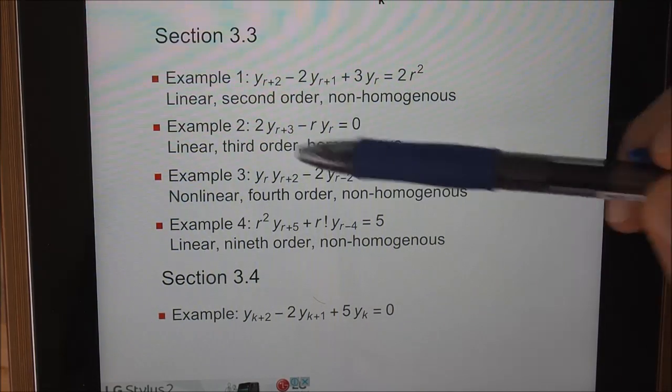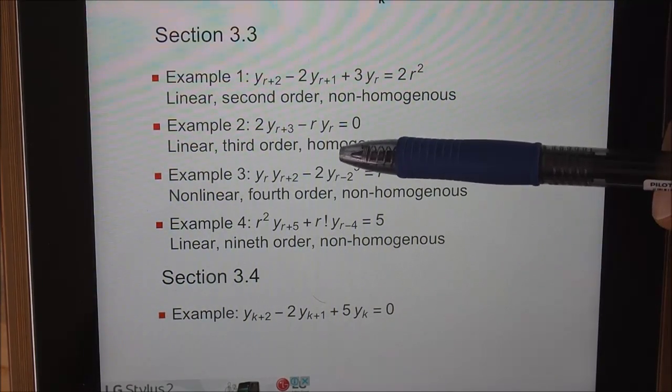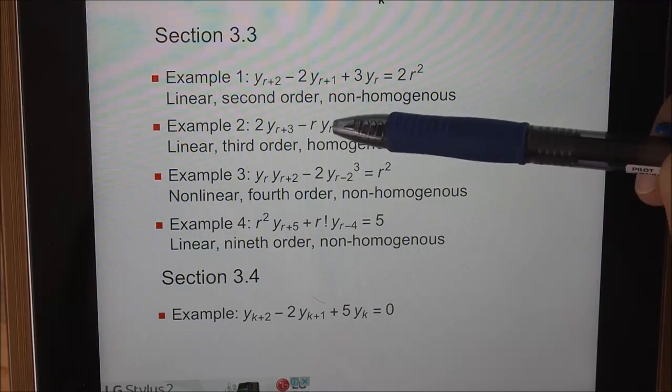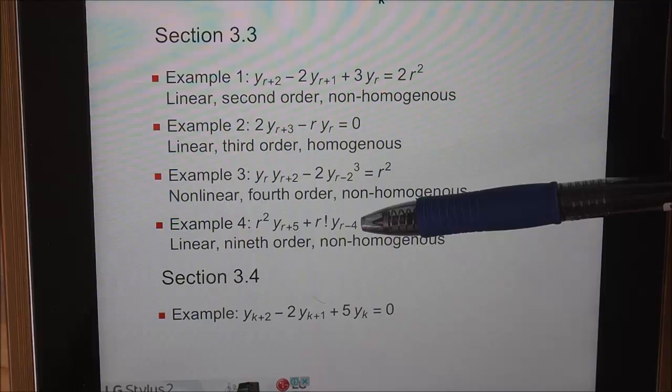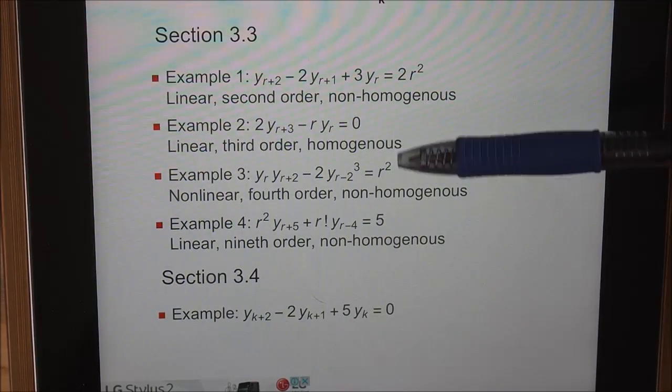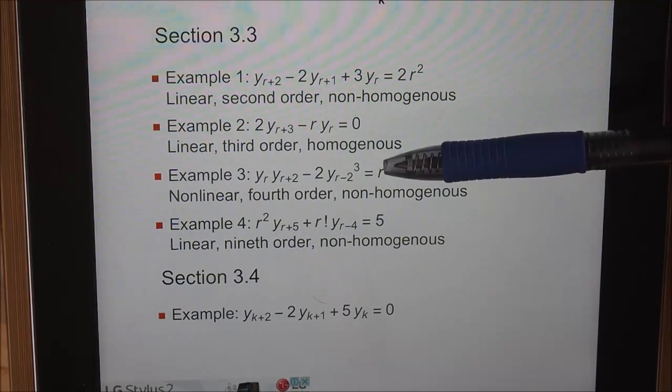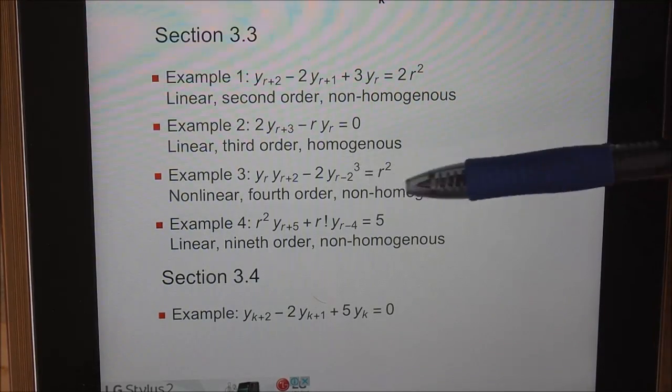So the second one here, r+3 minus r is going to give me 3, so it's third order. It's linear because y, the dependent variable, only appears once in each term. Even though there's an r times y here, we don't care about the r. And it's homogeneous because the right-hand side is 0. We can double check that by replacing y with k times y, and we'll see that the equation remains unchanged.